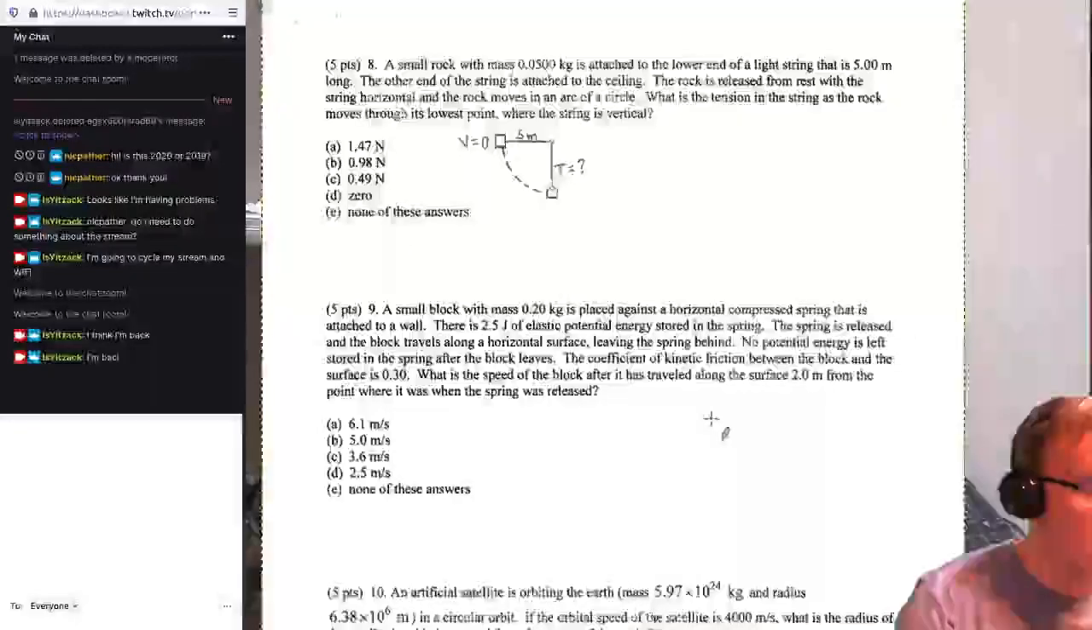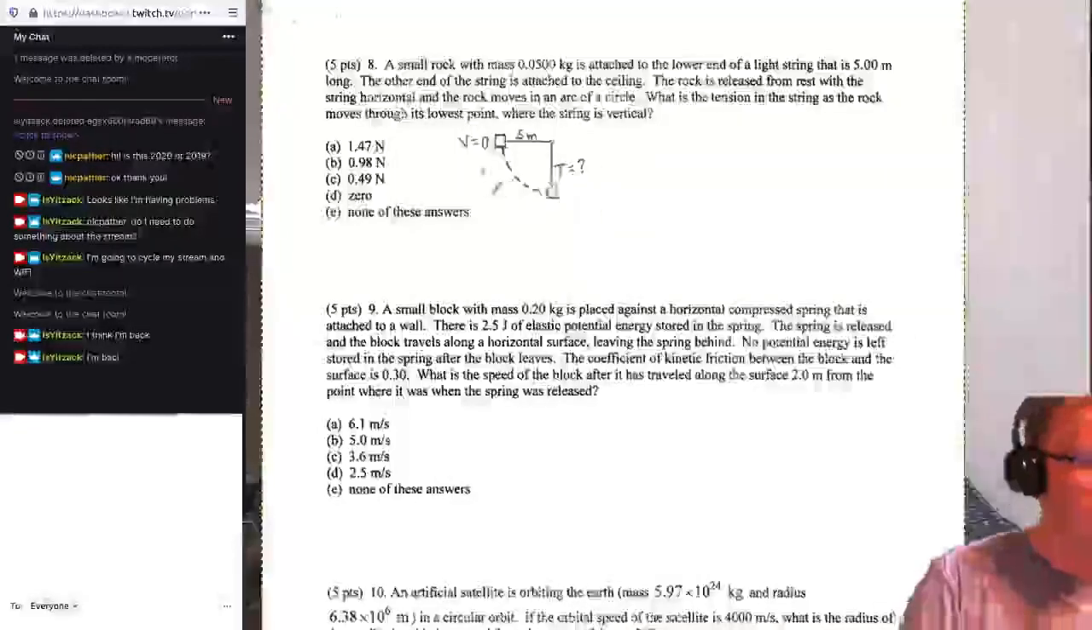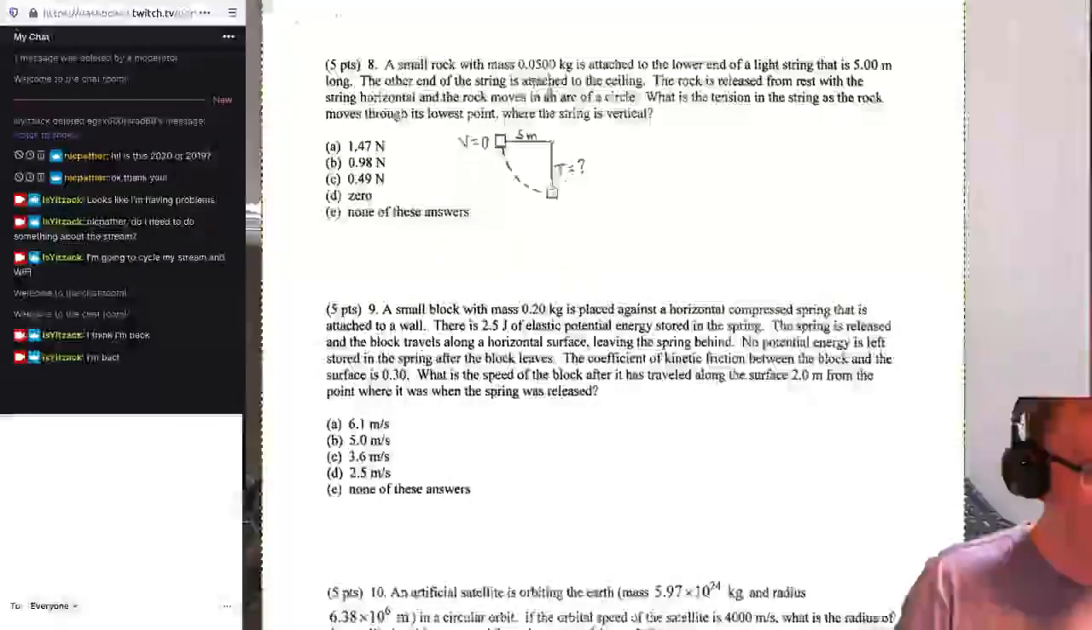All right. Small rock, mass 0.05 kilos, attached to the lower end of a light string 5 meters long. The other end of the string is attached to the ceiling. The rock is released from rest with the string horizontal, and the rock moves in an arc of a circle. What is the tension of the string as the rock moves through its lowest point, where the string goes vertical?